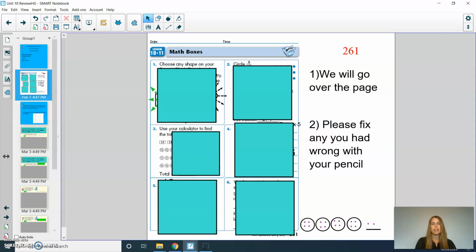Let's get started. The first thing that we're going to do is go over our math boxes from the previous lesson. So if you can turn to page 261. If you're noticing that you have any wrong, please fix those with your pencil and eraser.